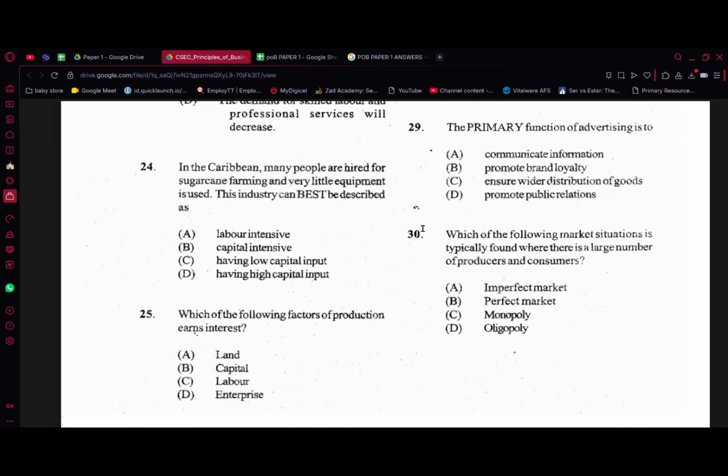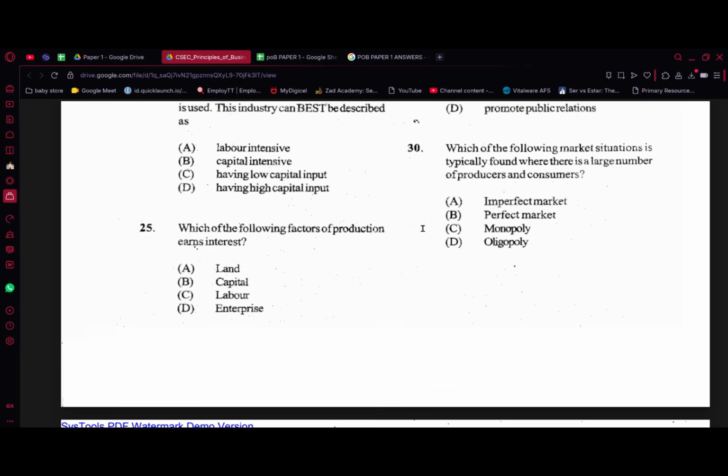24. In the Caribbean, many people are hired for sugarcane farming and very little equipment is used. This industry can best be described as A. Labor intensive. 25. Which of the following factors of production earns interest? The answer is B. Capital.